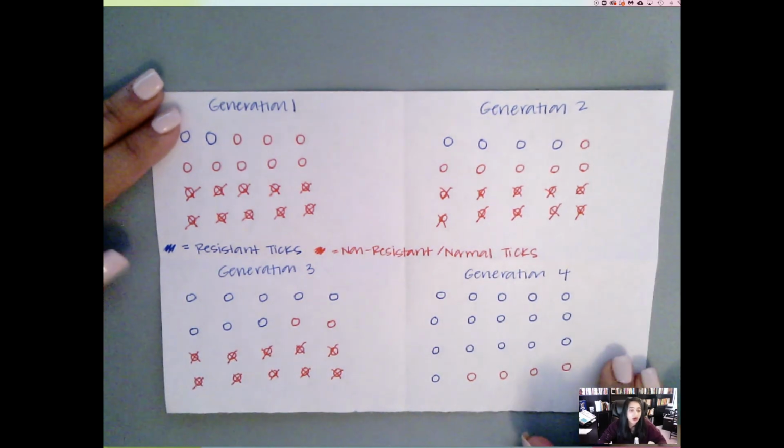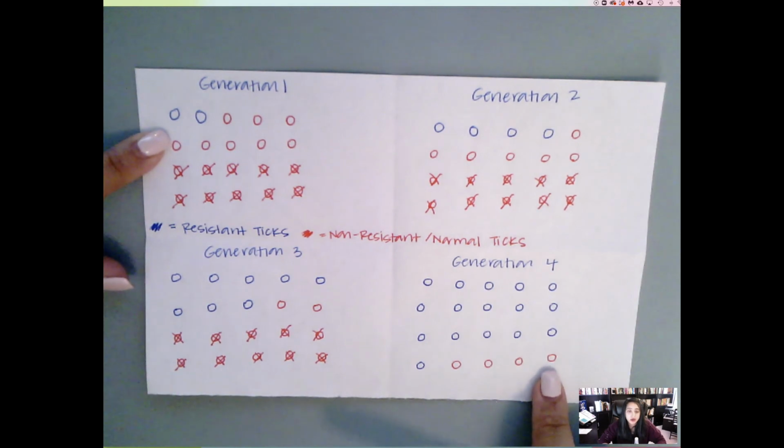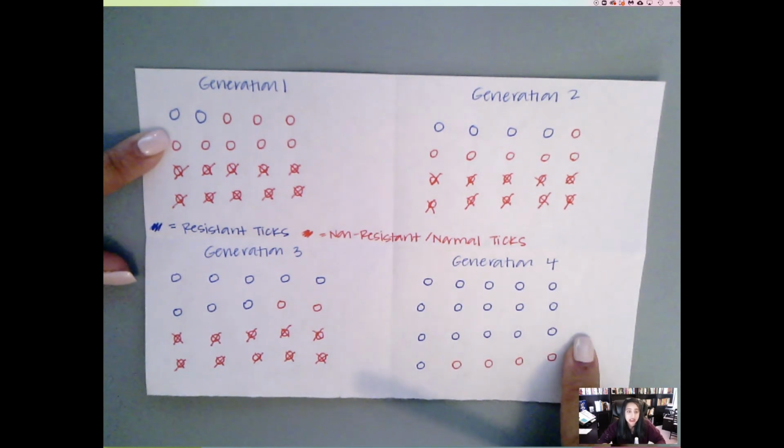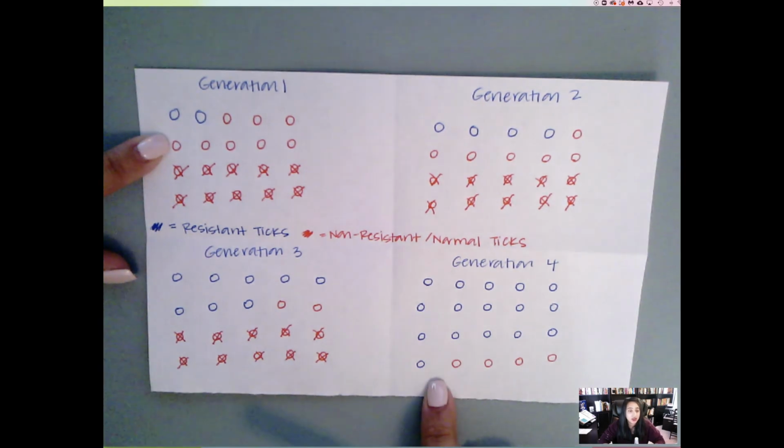Okay. Now, as you can see, compared to generation 1, generation 4 has a lot more resistant ticks. Here the majority is resistant, whereas here the majority was non-resistant. So in just 4 generations, you can see how that resistant gene has spread to most of the population.